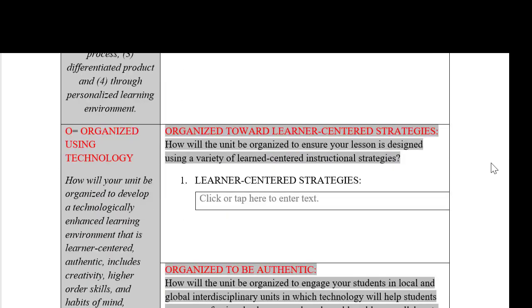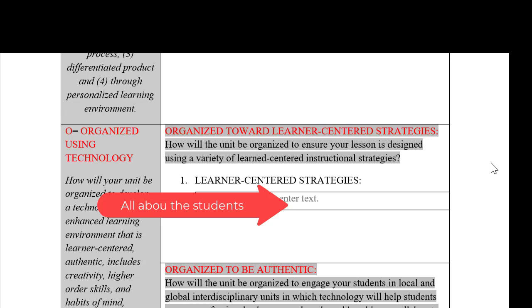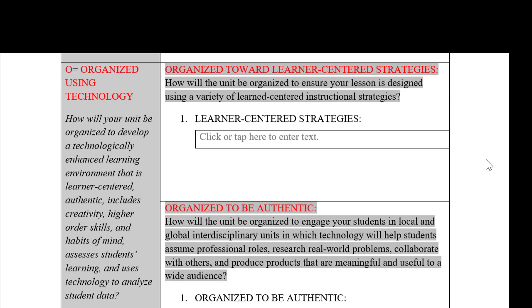O, organized using technology. You want to make sure that your lesson is organized in order to be learner-centered strategies. Sometimes teachers get carried away and they plan a really fun lesson, but it's not about the student, it's for them. Or maybe they plan a lesson that's really easy to teach, but it's boring and not fun for the student. How are you going to get the learner involved and list these out here? How will you ensure that your lesson is designed to meet the variety of learner-centered instructional strategies? Is it engaging? Are they having fun? But are they also meeting those learning objectives that you set out for them to meet?